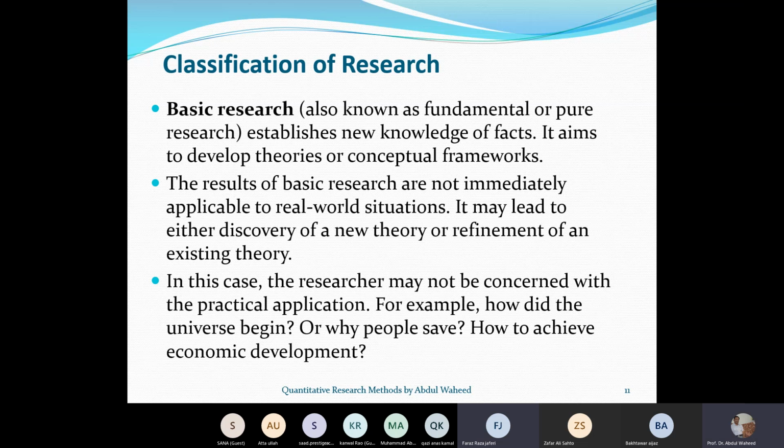And then how to achieve economic development? Again, there could be basic research to see how to achieve economic development, how to improve the standard of living. So there is a lot of research on it.